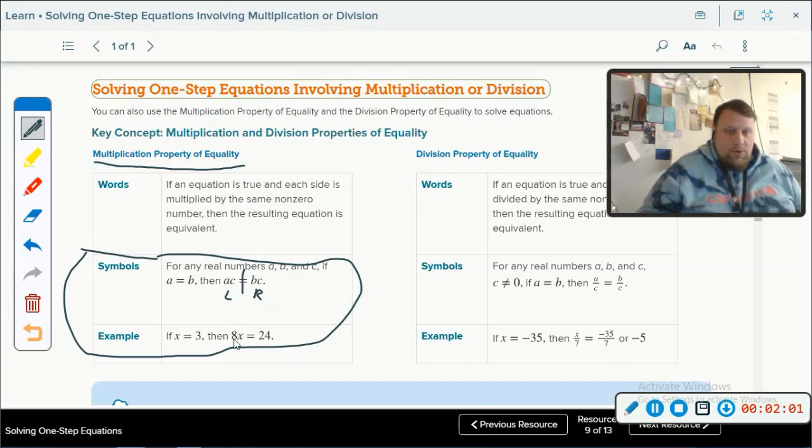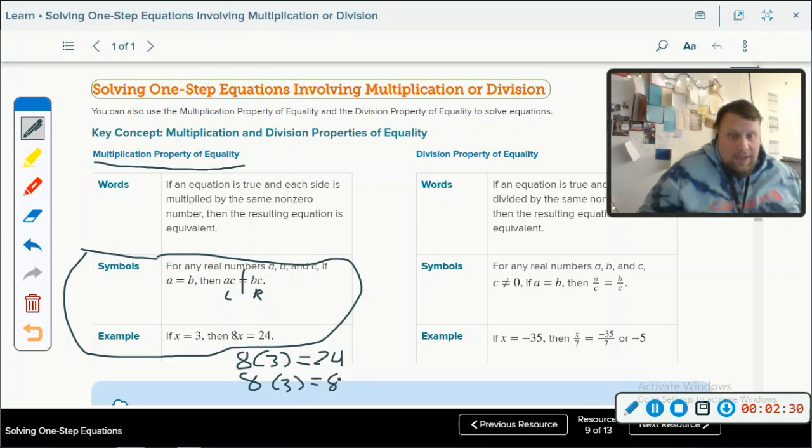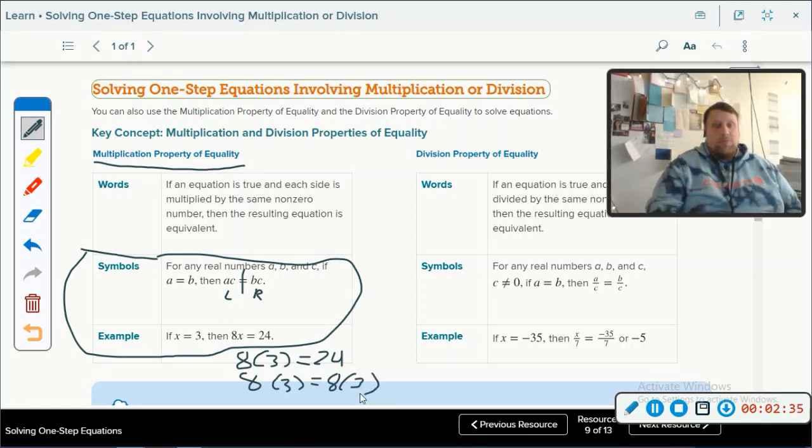And if x equals 3, then 8x equals 24. How does that help us? Well, let's find out. I'm going to have 8 times 3 equals 24. You know what I can separate 24 into? I can say 8 times 3 equals 8 times 3. Boom. So because of that, we're able to say the same thing.